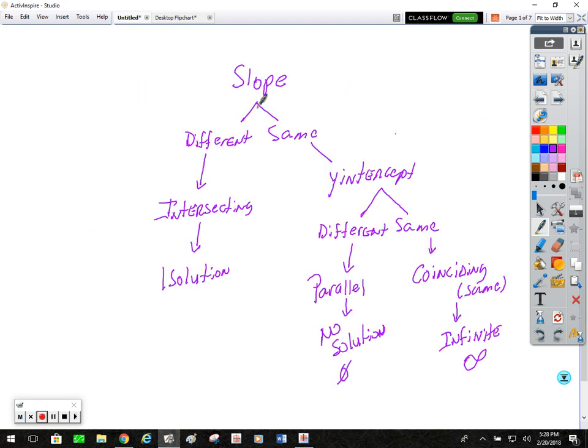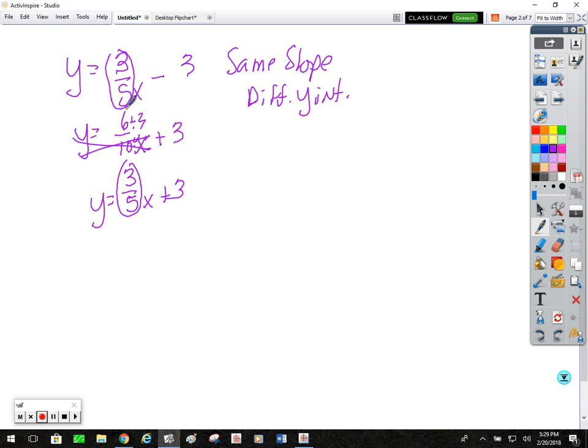Well, if I check my slope and they are the same slope, we follow the flow, get to the y-intercept. Now we got to say, all right, now I have different y-intercepts. So same slope, different y-intercept lets me know parallel lines will have no solution. Please remember, guys, this is not 0. This is no solution. 0 and no solution are two different things. 0 is an answer. That means that 0 would be the answer for the problem, where no solution means there is not an answer. Okay?